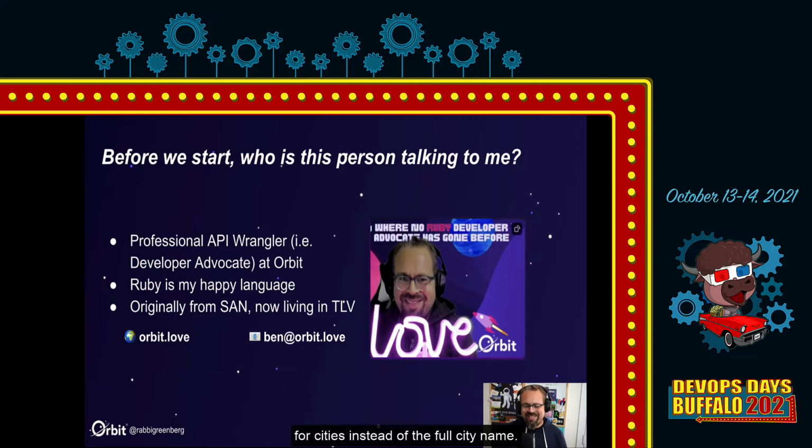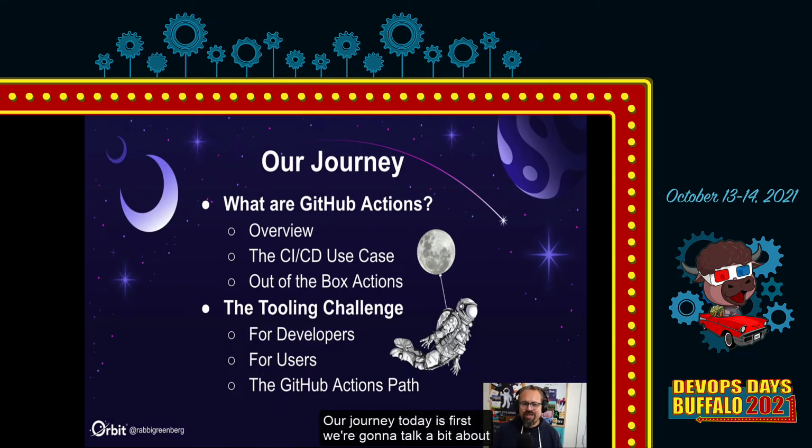Our journey today is first we're going to talk a bit about what is GitHub Actions. What can you do with GitHub Actions? We're going to look at a brief overview of what they are, and then look at the CI/CD use case, which is perhaps the most common use case for GitHub Actions. And then we're going to take a little detour and look at how GitHub Actions can be used for things that are way out of the box, things you may not have even thought of that go far beyond the CI/CD, the testing use case.